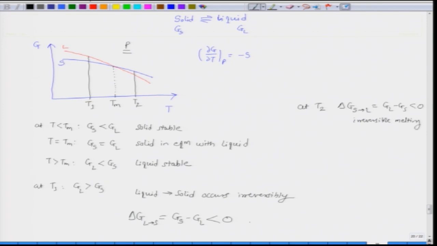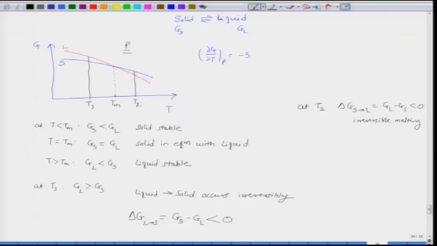But at exactly T equal to Tm, both Gibbs free energies are the same, so there is no driving force, right. So both phases are stable. If you start with a completely solid phase and heat it to T equal to Tm and stop there, what should happen? Exactly at Tm, the solid will remain as solid because there is no driving force. Only when you try to increase the temperature will some solid transform to liquid.